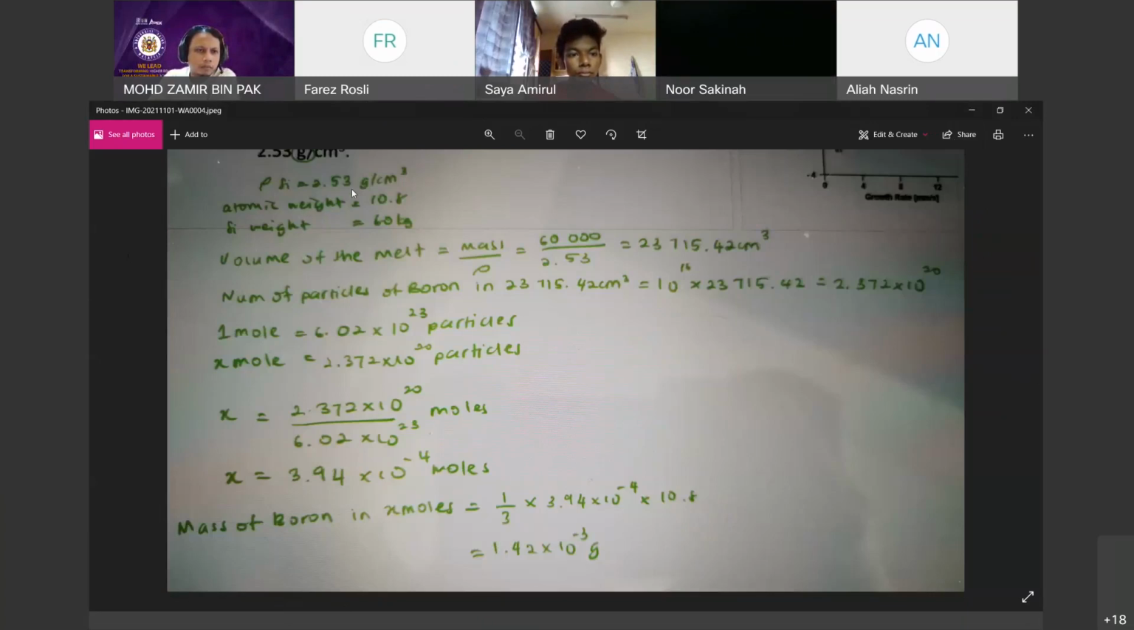My calculation was actually the same as Amirul, but at the end, for the mass of boron in X moles, I divide that by 3 because the boron molecules have three elements. Sorry, what do you mean by 3 elements? Wait, I'll show you the picture.